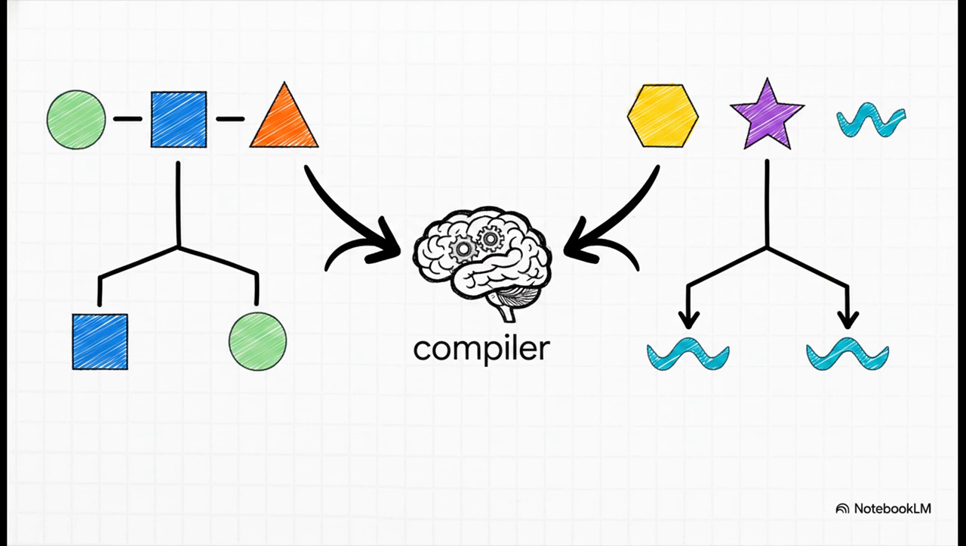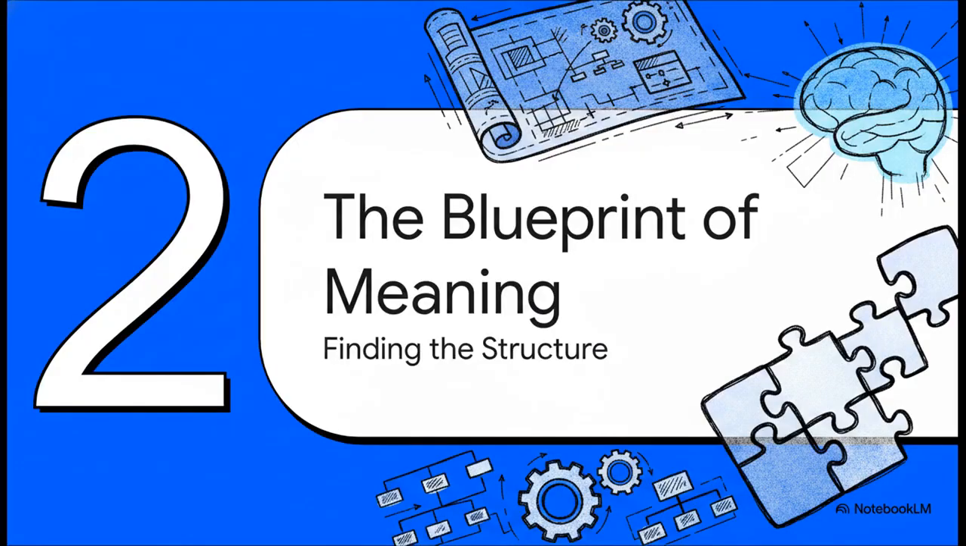At its very core, a compiler's job is to be a translator. But it's not just swapping words one for one. It has to grasp the entire grammatical structure to understand the intent behind the code. It's kind of like how we need to understand the relationship between words in a sentence to get what it really means. So how does a compiler even begin to map out this hidden structure?